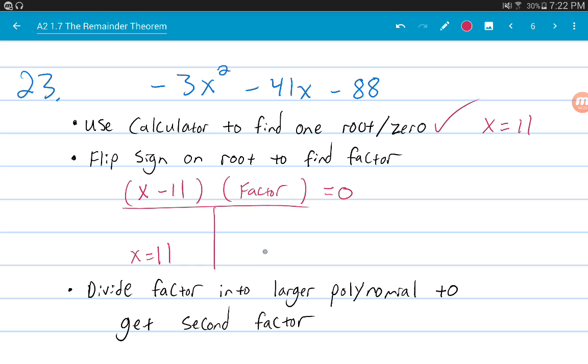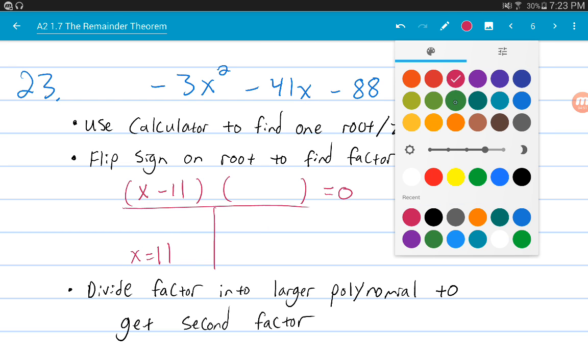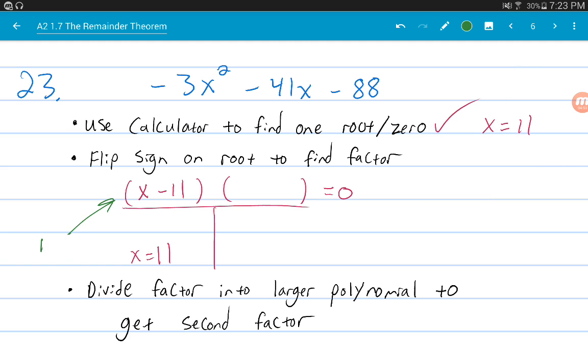If I had a 4 down here, it would be x minus 4. If I had a negative 10, it would be x plus 10. So you're just flipping the sign on whatever it is. Okay, but here's the thing. I actually don't know what goes here yet. I only know one root. I couldn't find the other one. But this guy right here, this is a factor.